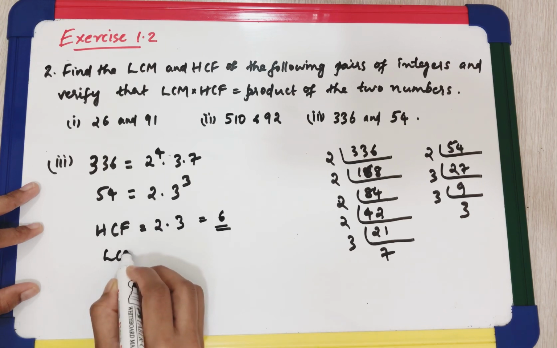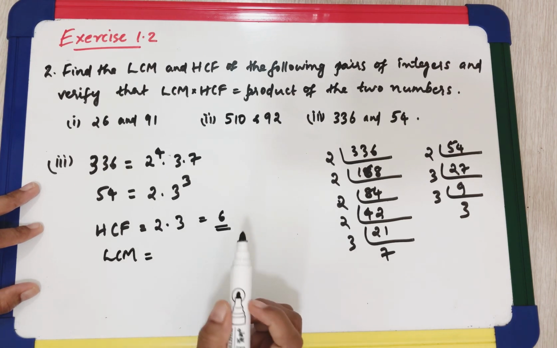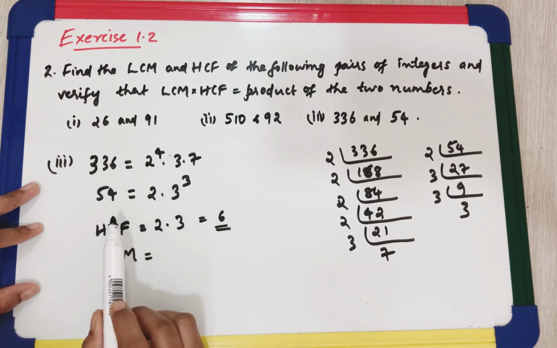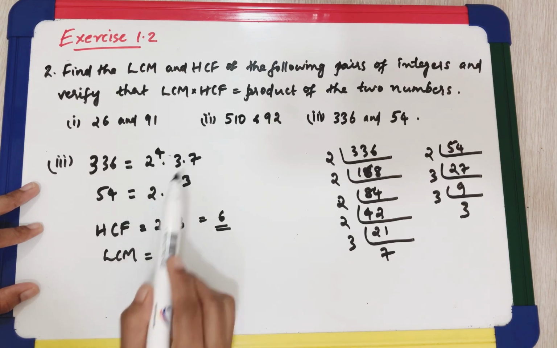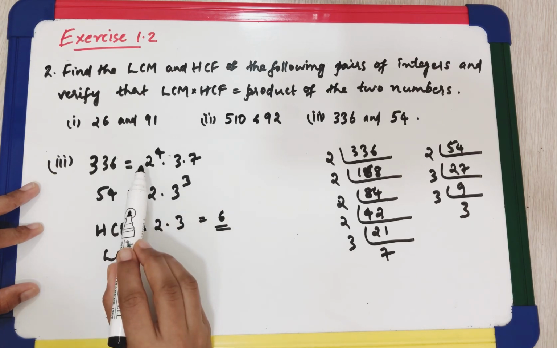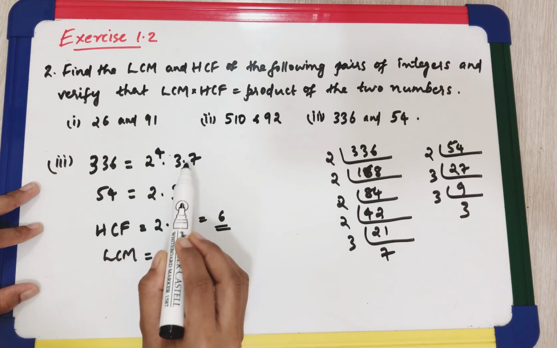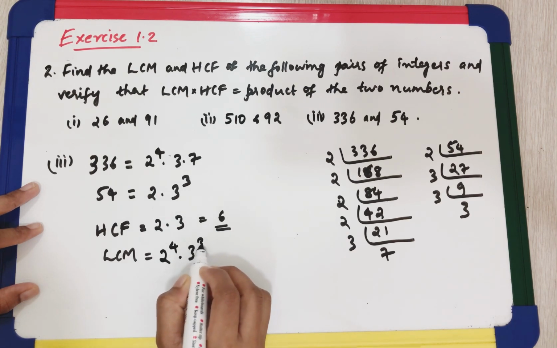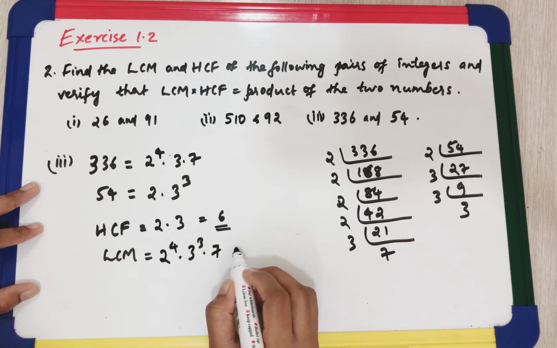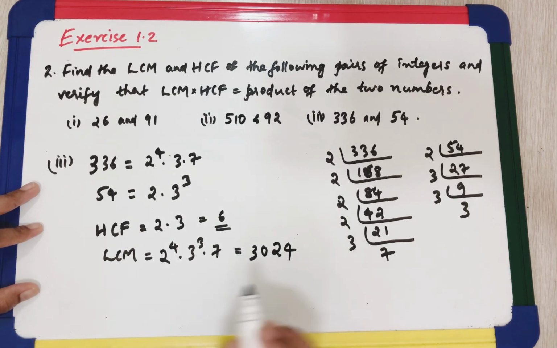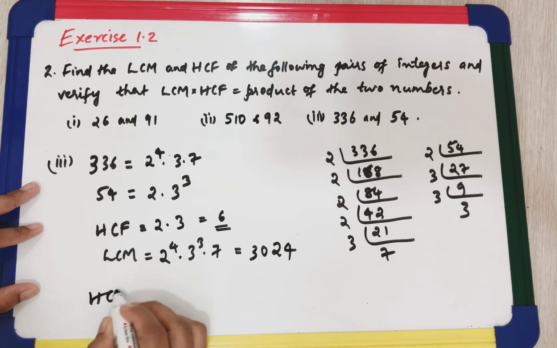And LCM is equal to the product of the greatest powers of the prime factors involved. Here the prime factors involved are 2, 3 and 7. And the greatest power of 2 is 2 raised to 4, of 3 is 3 cube, and of 7 is 7 itself. 2 raised to 4 into 3 cube into 7, which we will get 3024.